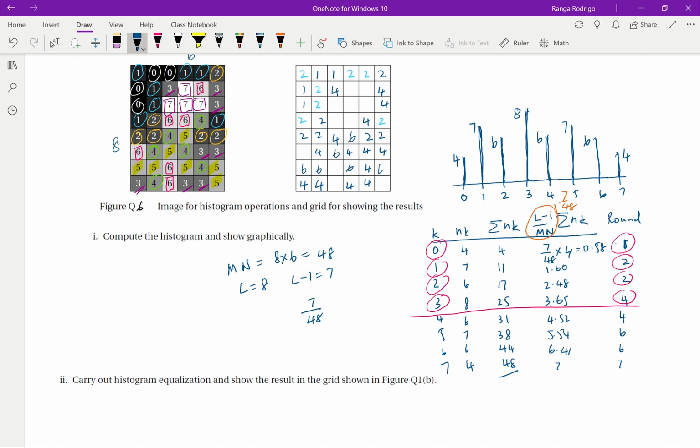I hope I'm doing it right. For all 6's, let's put 6. For all 7's, let's put 7. That's histogram equalization. That's the answer for this, but you put the answer on the grid.